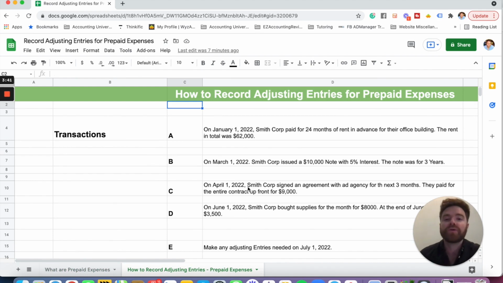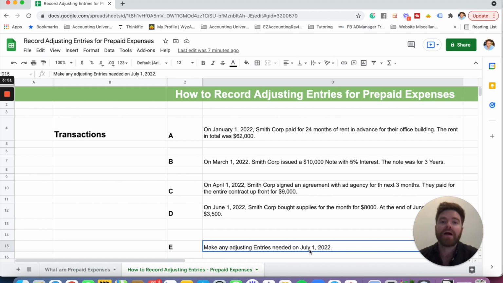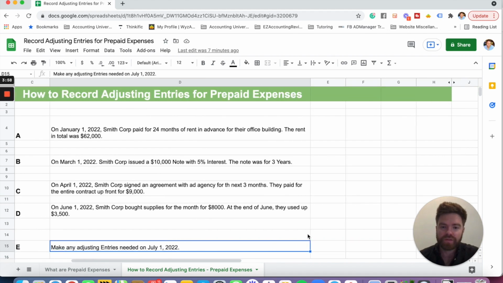So what we're going to do is go through each transaction. I'm going to show you how to record the initial transaction, and then at the end of July or the beginning of July, I will show you how we make adjusting entries to those transactions. So let me move this over here.